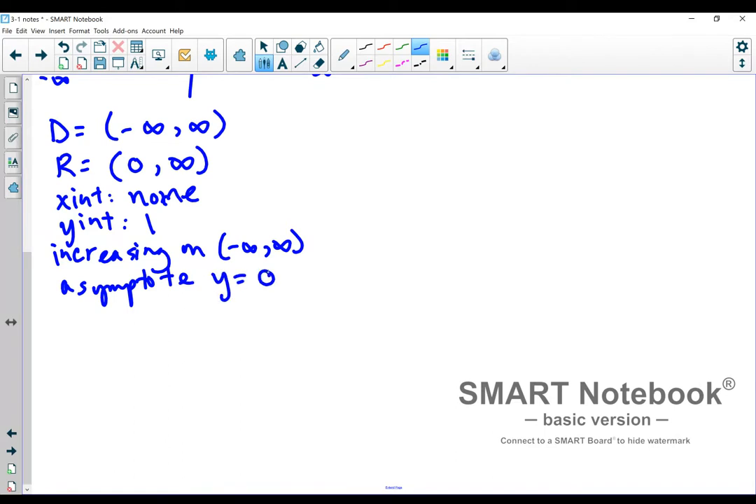And then when I am thinking about my end behavior, as x goes to -infinity, my f of x gets closer and closer to 0, because that's my asymptote. As x goes to positive infinity, though, I keep raising it to an exponent and I get a bigger and bigger and bigger number. F of x is going to go to positive infinity.